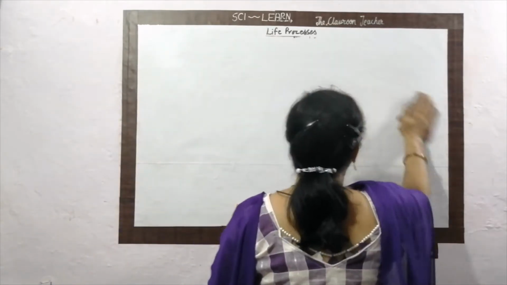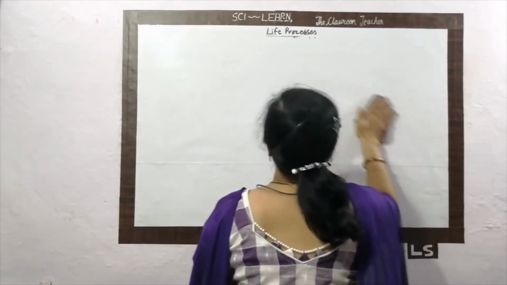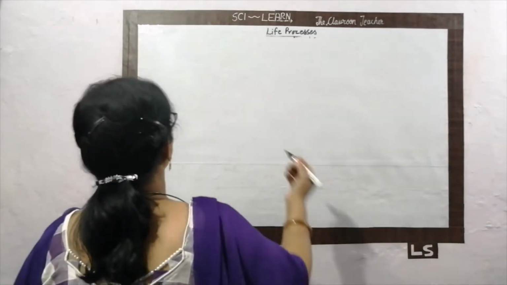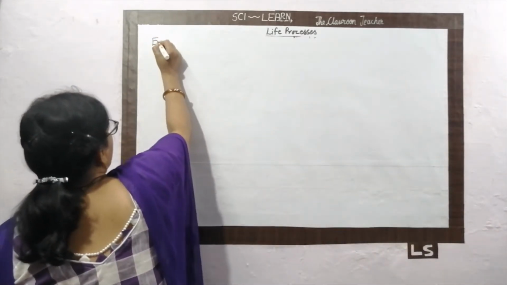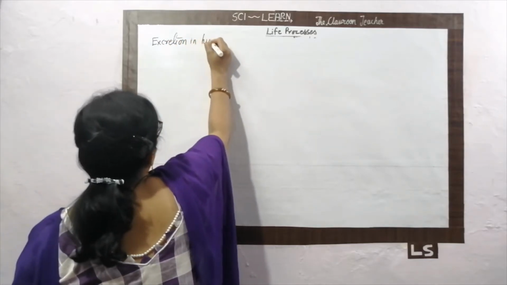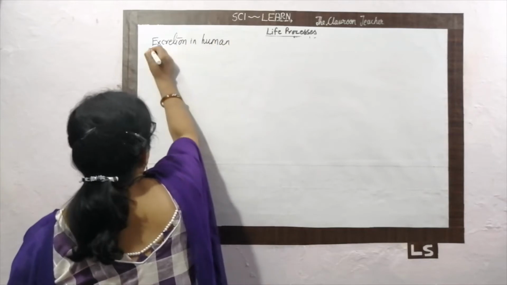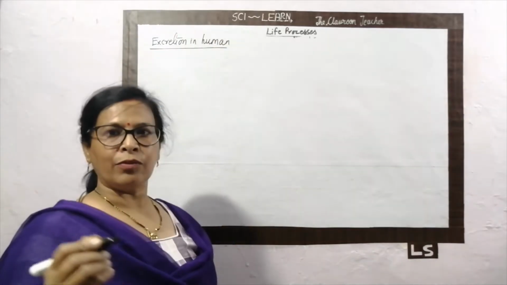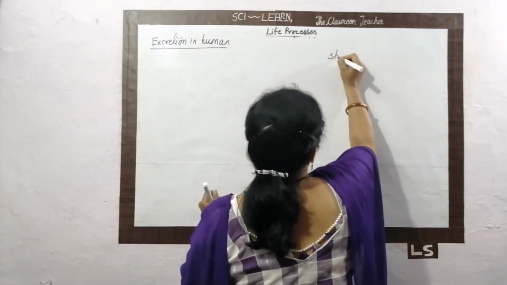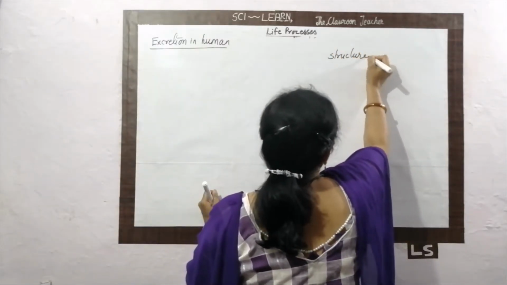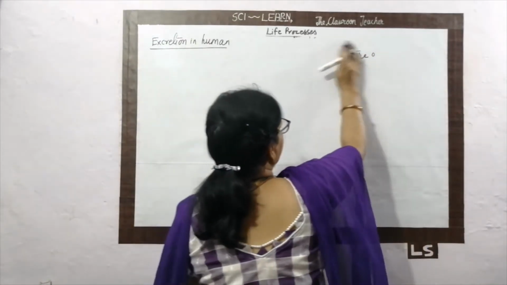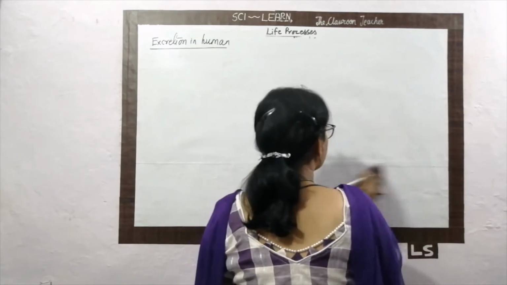In the human body, we have a complete system of excretion of substances. We have a complete system of excretion in human beings. For this, we have to study the structure of the excretory system.